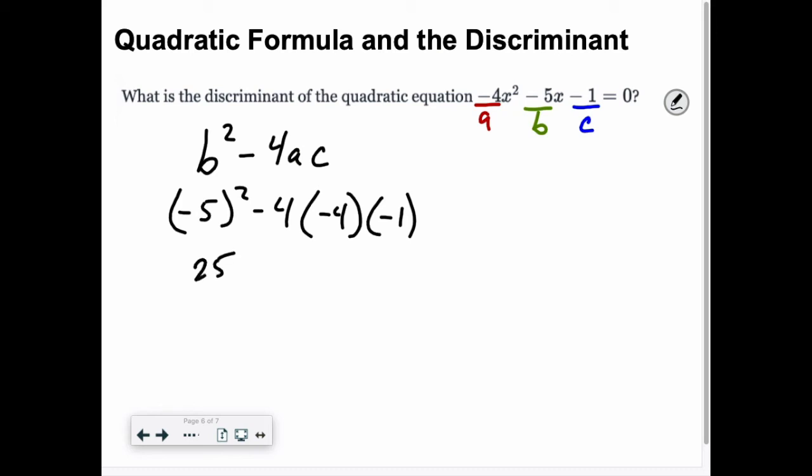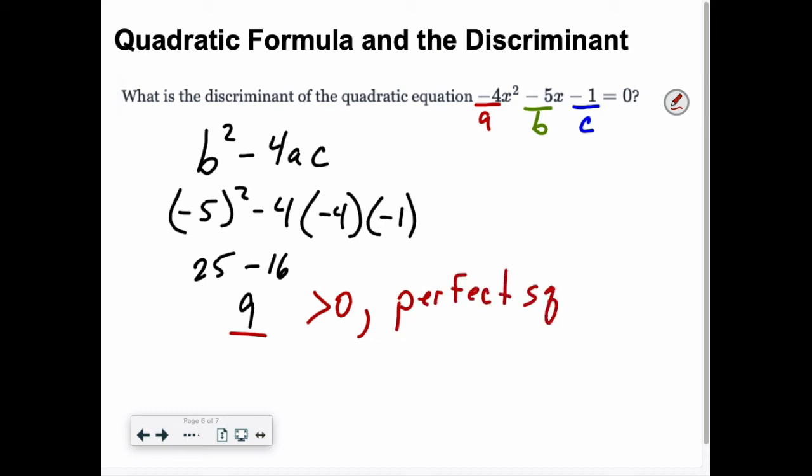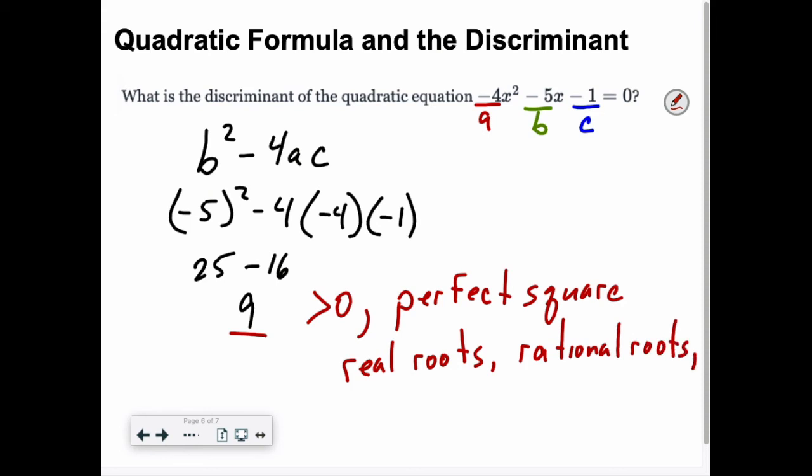Okay, so 25 minus 16, 9. So the discriminant is 9. That means, because this is greater than 0, and it's a perfect square, that we're going to have real roots, because it's positive. They're going to be rational roots, because it's a perfect square, and they're going to be unequal. We'll have two distinct roots. So let's take a look at what this is going to look like on Delta Math.